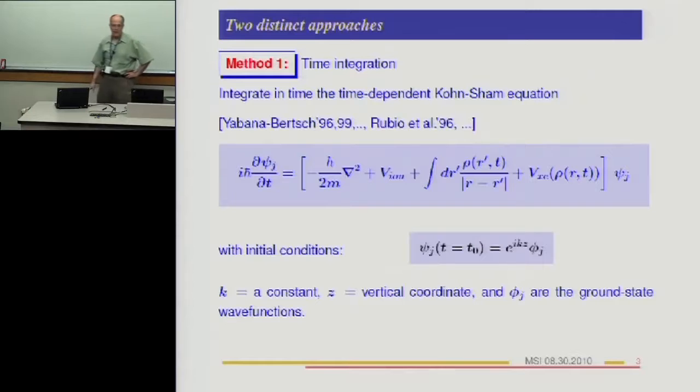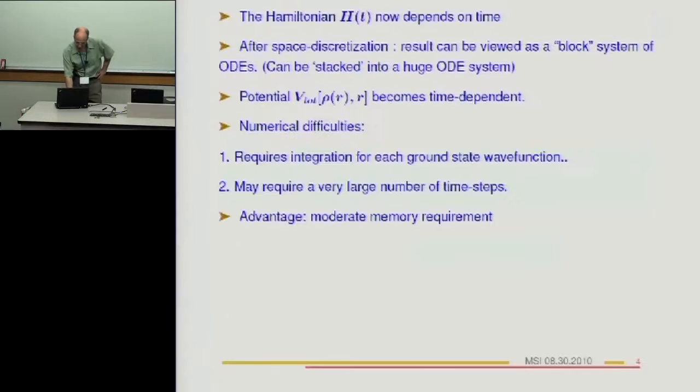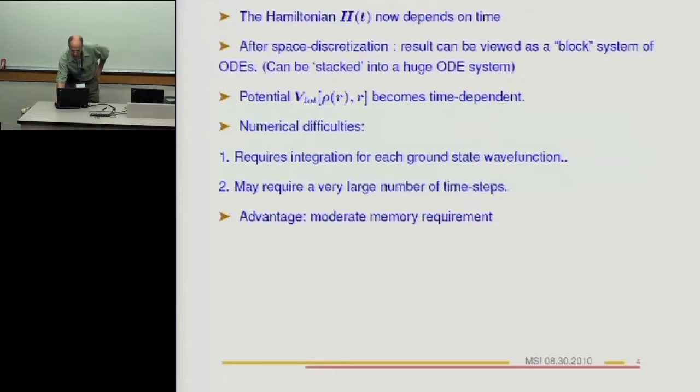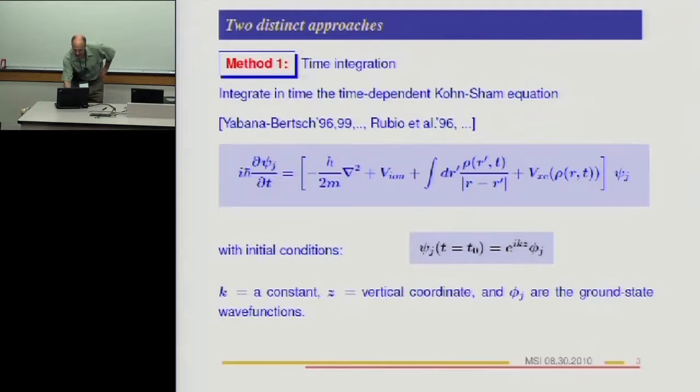So the first method that has been used is essentially to just integrate the time-dependent Kohn-Sham equation. I'm going backwards here. Sorry about all that. Okay, so you have an equation like that, which involves this Laplacian and then these other potential terms. And for each wave function, psi j, you actually integrate the whole thing in time.